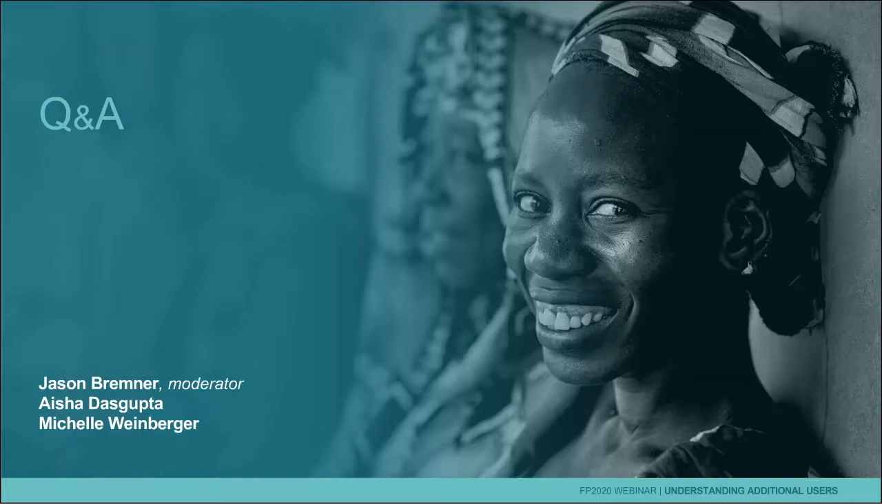So if we take new users to mean first-time users, right? So women who are using contraception for the first time in their life, we could think about that as a way to measure something about increasing access to contraception and growing the number of women using contraception. But the reason that that number alone doesn't tell us the same thing as additional users is because it's really only looking at one side of the equation, right?